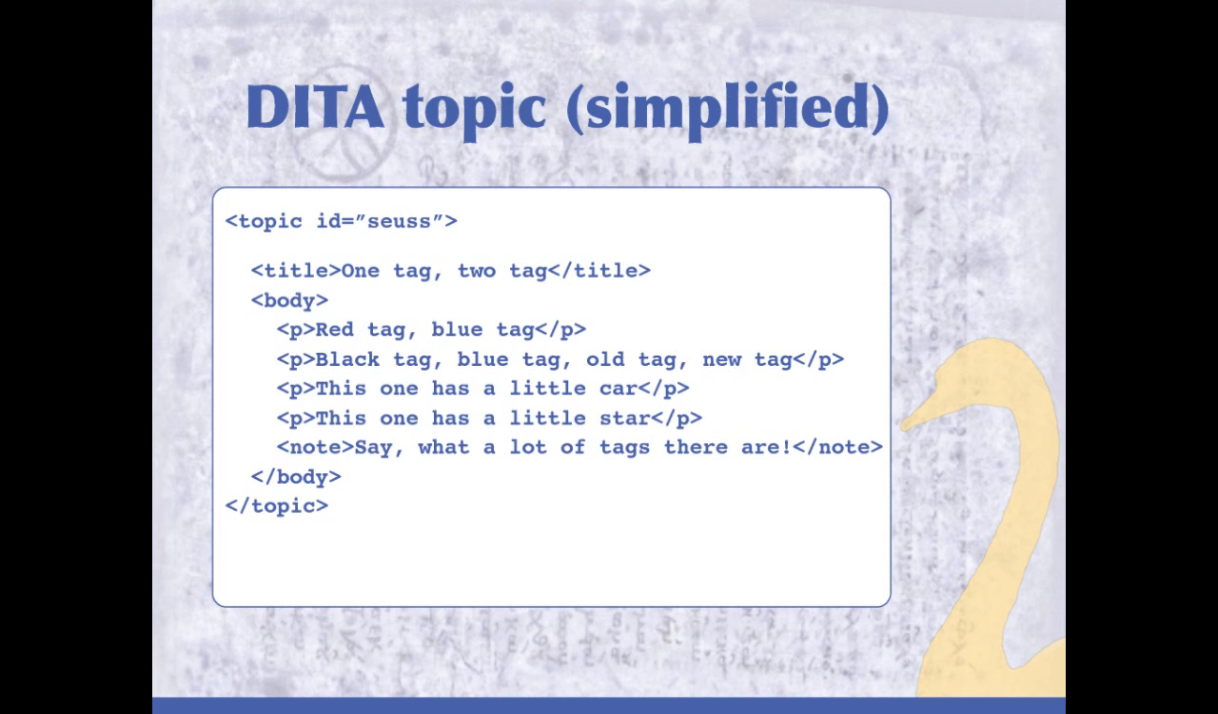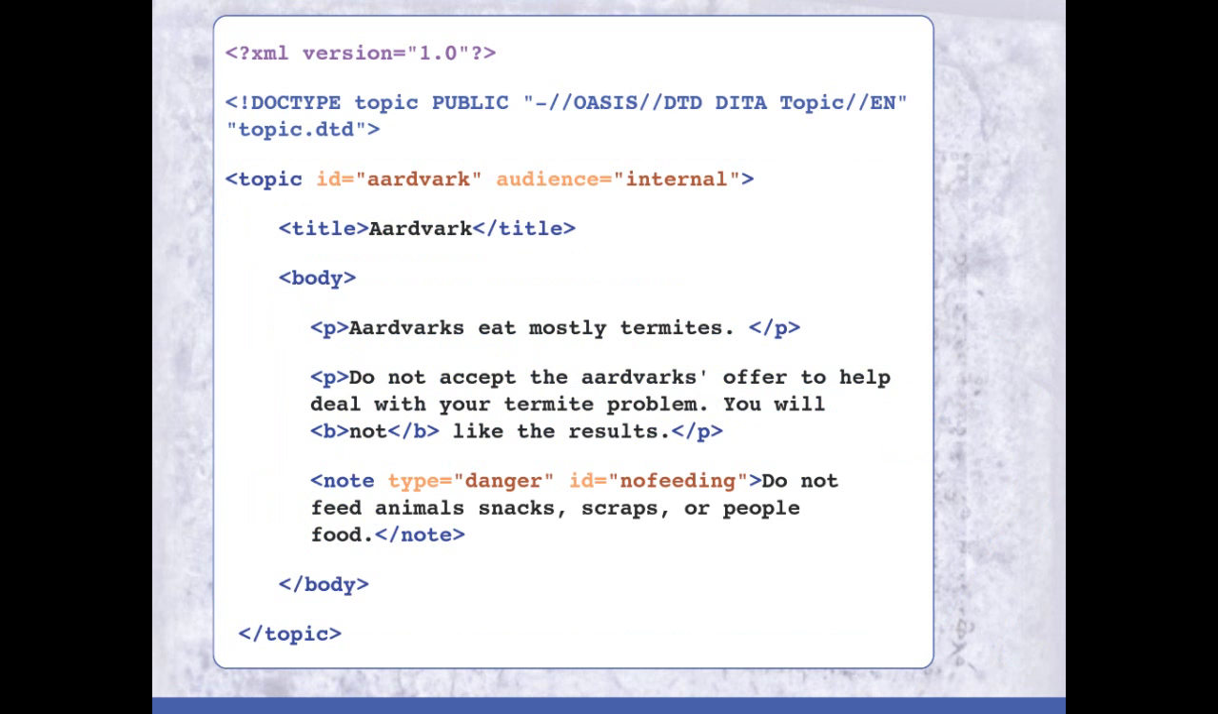So here we have a simplified DITA topic, and this gives you an idea of what it looks like. There's not a whole lot going on here. There's a topic element at the top with an ID. There's a title. There's a body tag, and then inside the body tag we have some P tags, some paragraphs, and a note tag. If you're familiar even a little bit with HTML, you can look at this, and it is not such a big deal. This is not tremendously, horribly difficult. So that's what DITA looks like in a simplified version.